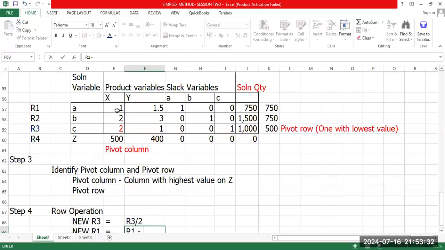The figure you want to change is 1 times your pivot row, new row 3. Times your pivot row, new row 3.